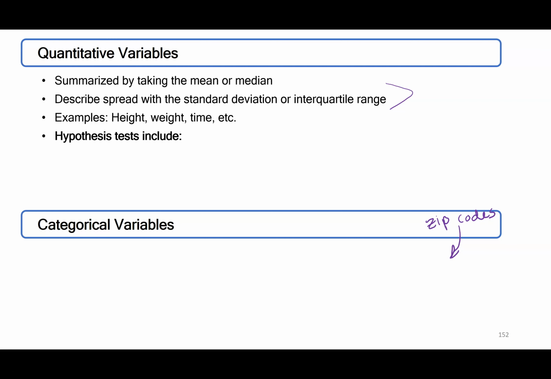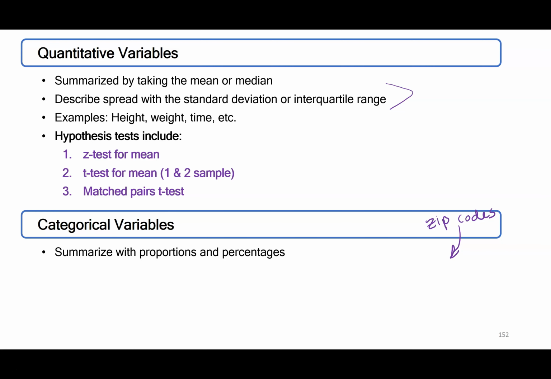So hypothesis tests. So we have so far looked at z-test for a mean. So when we're testing a single mean and we know sigma. A t-test for a mean or a t-test for a difference in two means. And matched pairs t-test.